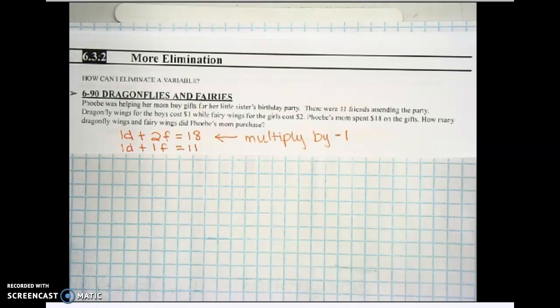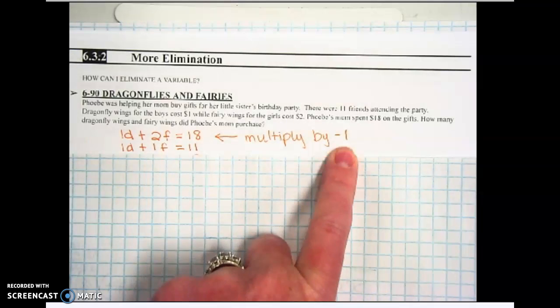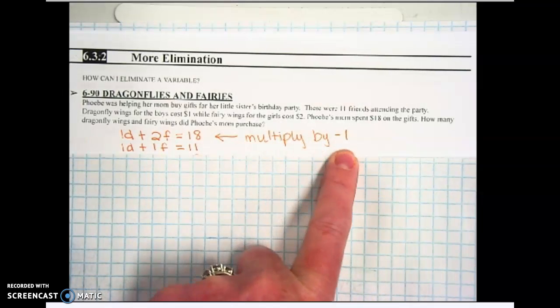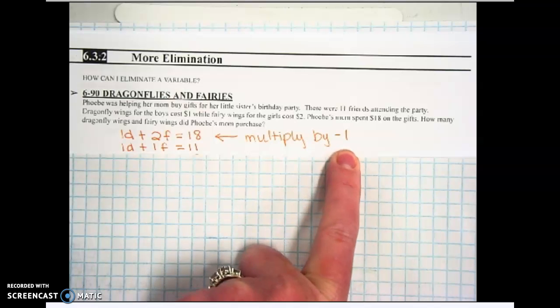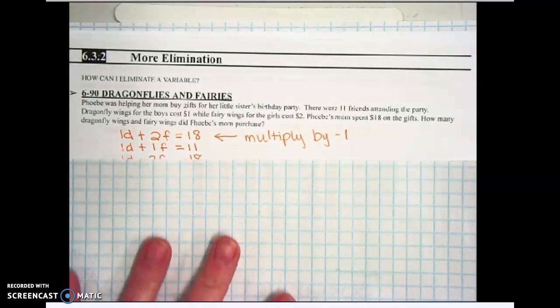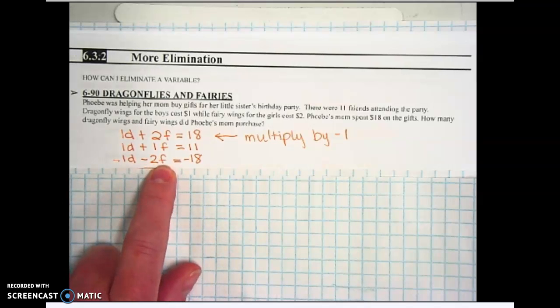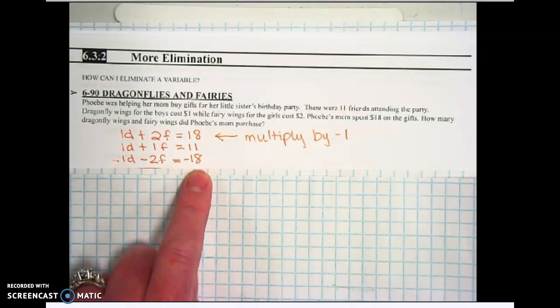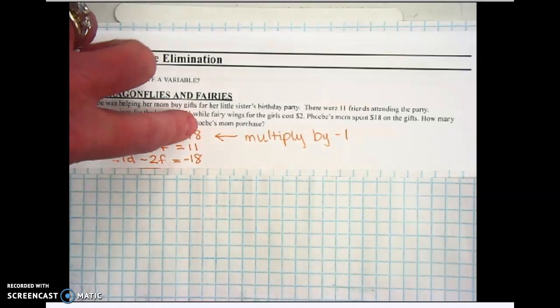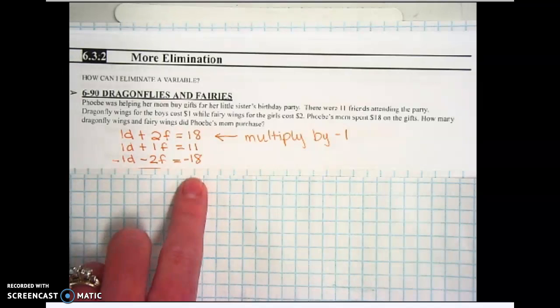Okay. So here's our two equations, and we want to eliminate a variable. So we're going to take this first equation and multiply everything in it by -1. So write that down. We're going to multiply everything in that equation by -1. That's going to give us opposite coefficients on our D's so that they're going to eliminate. So here's what the equation looks like. It's going to be -1D minus 2F equals -18. Notice that it just took all of these terms and made everything the opposite sign. Positive to negative, positive to negative, positive to negative.